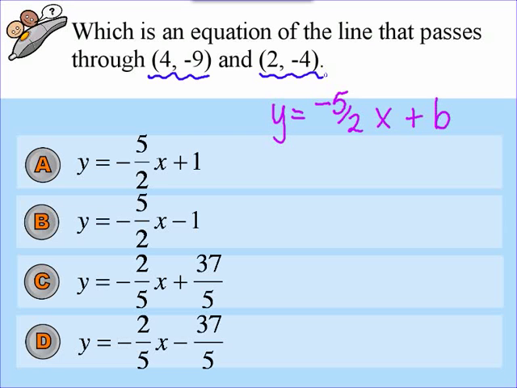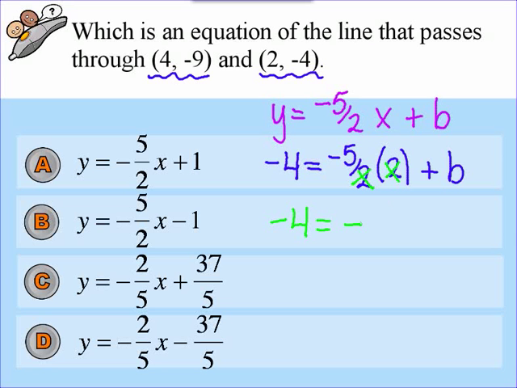Just to show you, did most of you use the first point? I'm going to use the second point just to show you that it works. So y is -4, x is +2. All I need to do now is calculate that. And so I get -4 equals -5 halves times 2. They cancel. It gives me -5 plus b. What I'm going to do now is add 5 to both sides. And so I get b to equal 1. And so if I look here, it's +1, which is right here. So your answer is A.